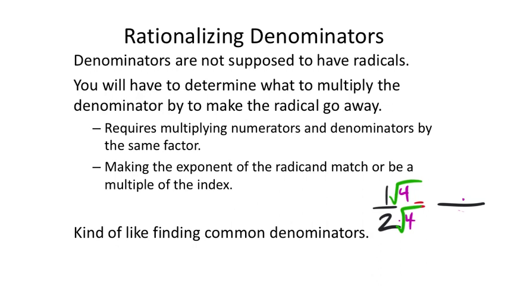What else does it say? You'll have to determine what to multiply the denominator by to make the radical go away. So you are forcing this to happen. You are taking control of a fraction and not letting it destroy your life. So this requires multiplying numerators and denominators. That's what I'm showing right here in this example, and then making the exponent of the radicand match or be a multiple of the index. The reason why that's useful is because we're dividing the exponent by the index, and if I can make that a whole value, all the better.